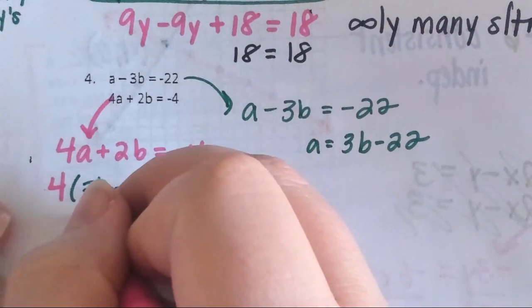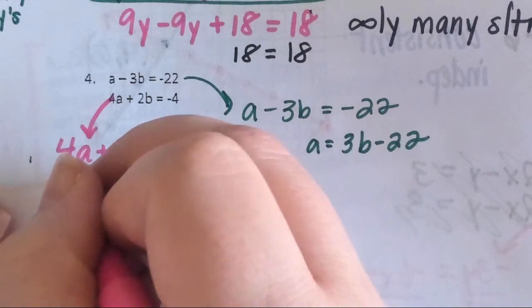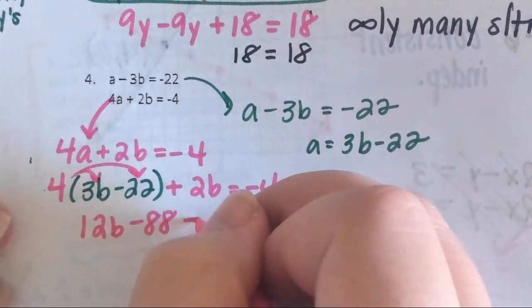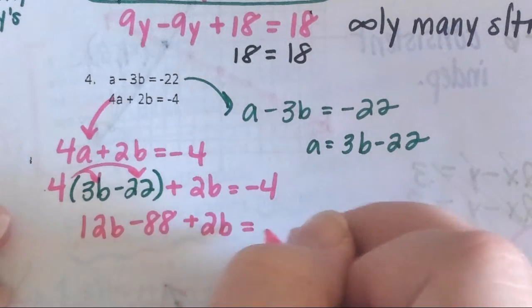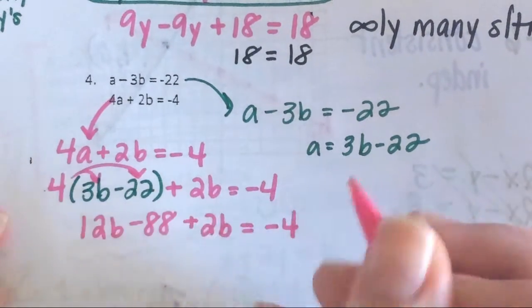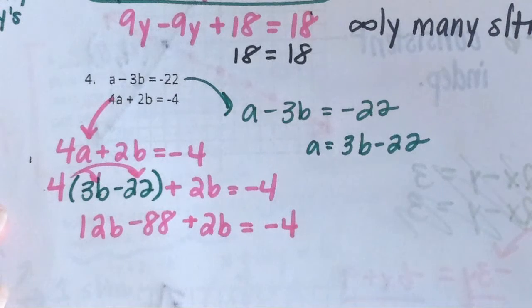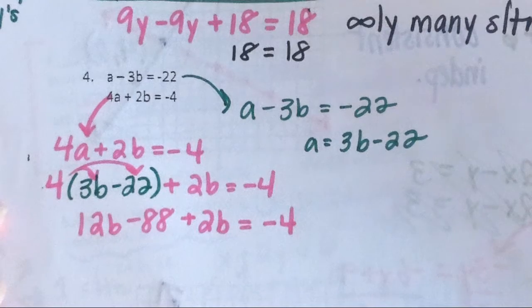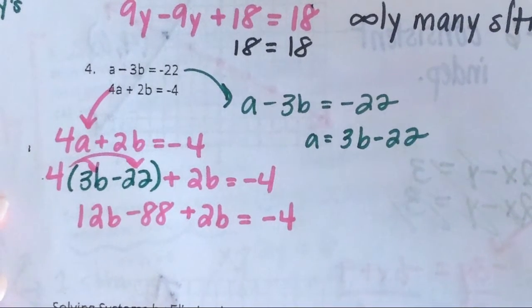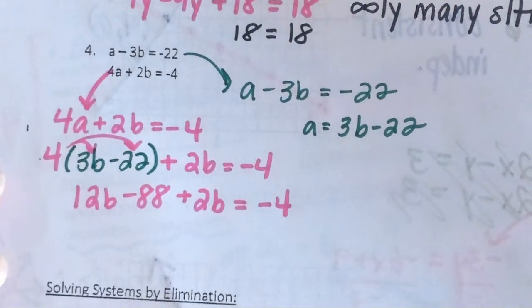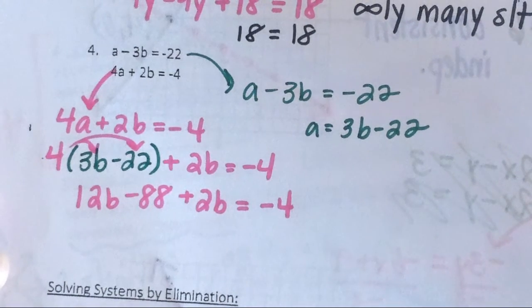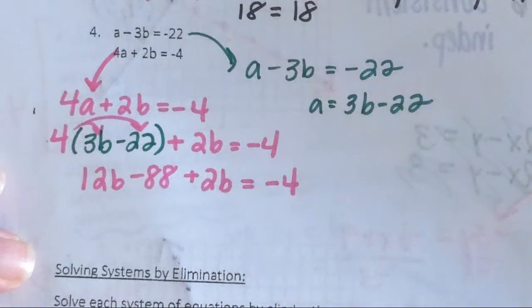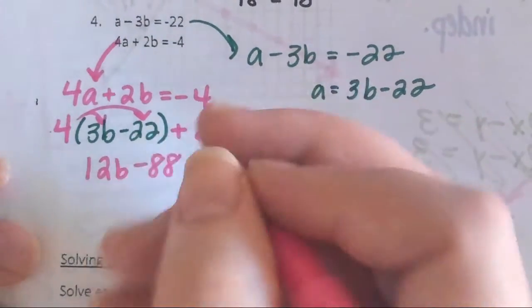Okay, if we keep going to distribute, we'll have 12B minus 88 plus 2B equals negative 4. And I'm sad because I was hoping everything was going to just disappear, but I guess that'll happen in a minute. How sad. Thought it was going to be easy like the last one, and it's turned out a little harder. Oh well, I like math.